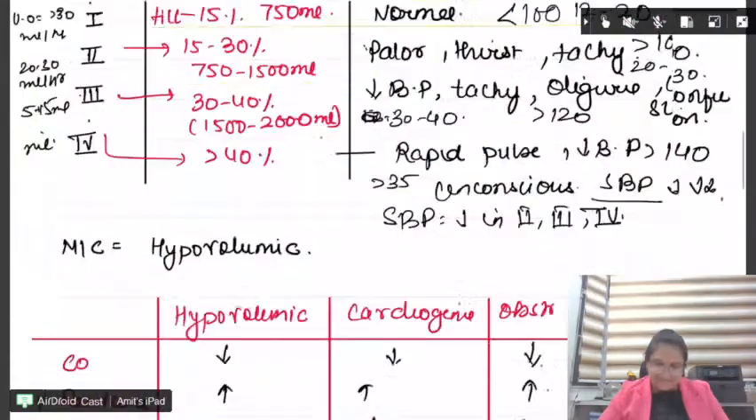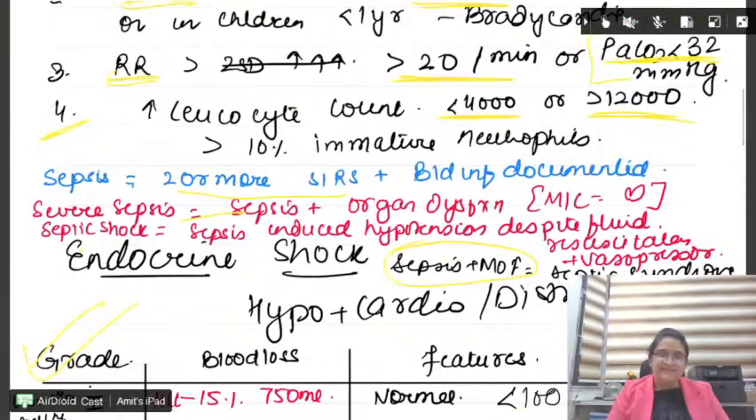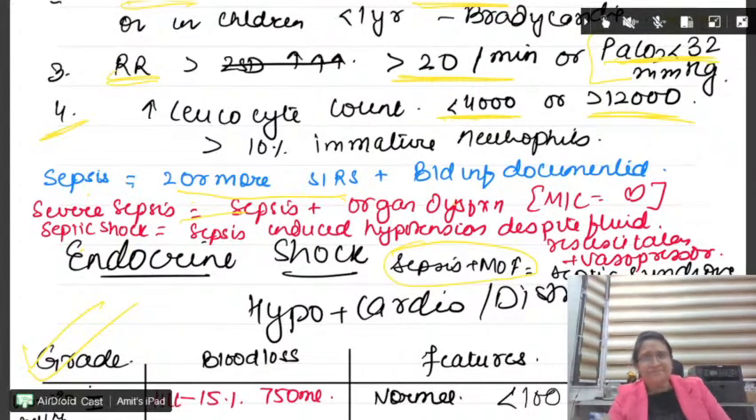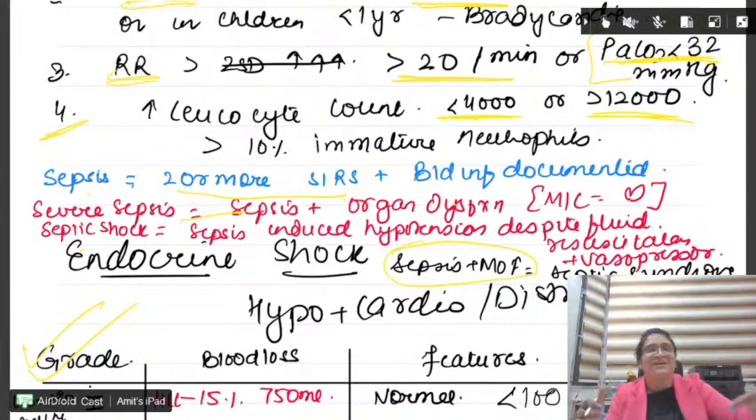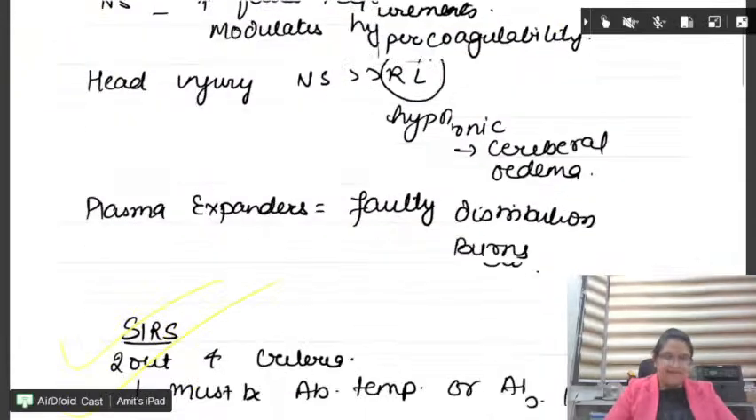Okay, beta, sepsis ka last part. Sepsis is 2 or more SIRS plus blood infection which has been documented. Severe sepsis is sepsis plus organ dysfunction. Septic shock is shock in which hypotension will come. Most common cause of death in sepsis. That is how you remember, right? So beta, hypotension despite fluid resuscitation. Right? Okay, done ho gaya na?